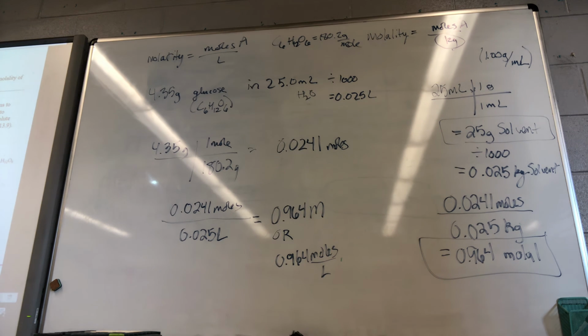Yes, ma'am. What is that 0.024? From the overall problem, because we were given the 4.35 grams of glucose, remember? The number of moles doesn't change if we're trying to calculate these concentrations. Oh, okay. We're doing the same problem. Okay. Yeah. Gotcha. Thank you. Okay.